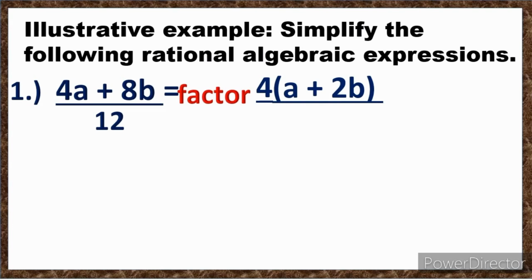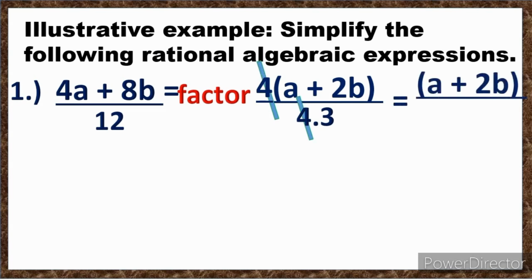For the denominator, we factor 12. The factor of 12 is 4 times 3. And then the next step is to cancel out the common factor. 4 divided by 4 is 1, so we can cancel 4. And now the final answer is a plus 2b over 3.